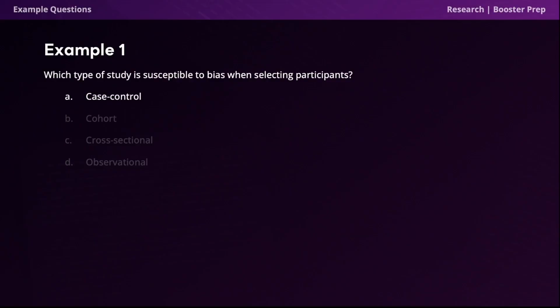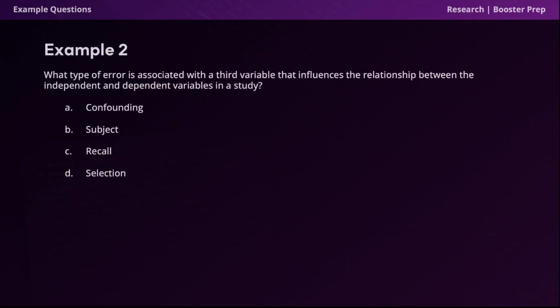Next, we have question 2, which asks, what type of error is associated with a third variable that influences the relationship between the independent and dependent variables in a study? We have option A, confounding, B, subject, C, recall, and D, selection. And the answer to this question is option A, confounding.